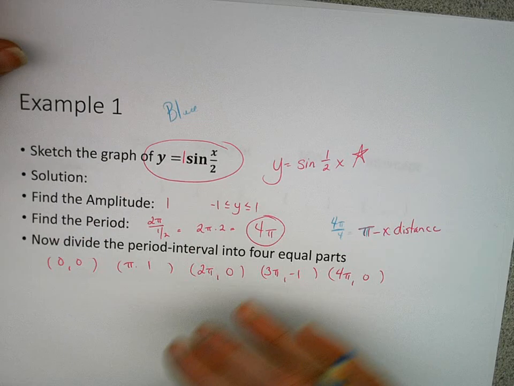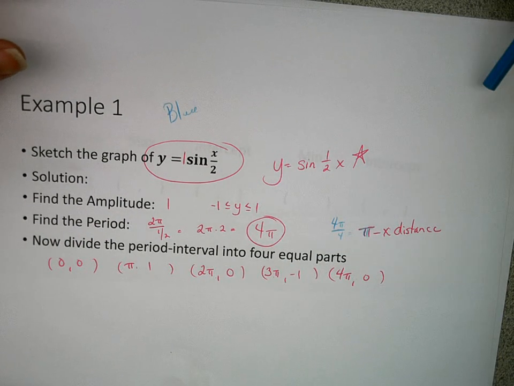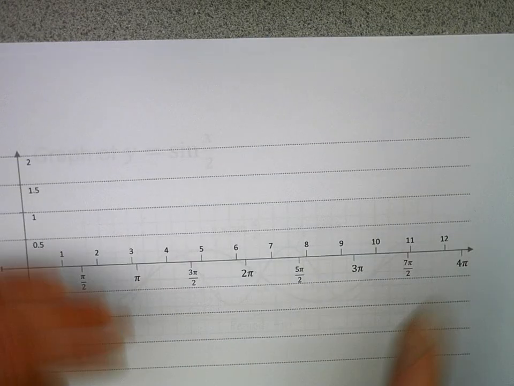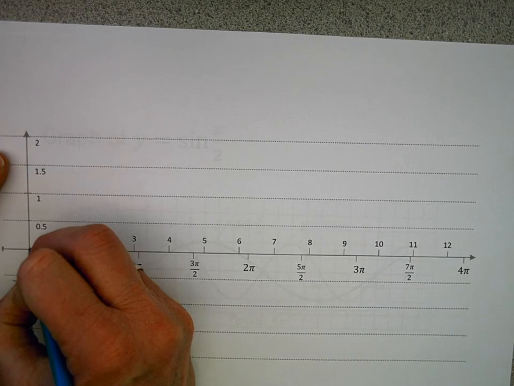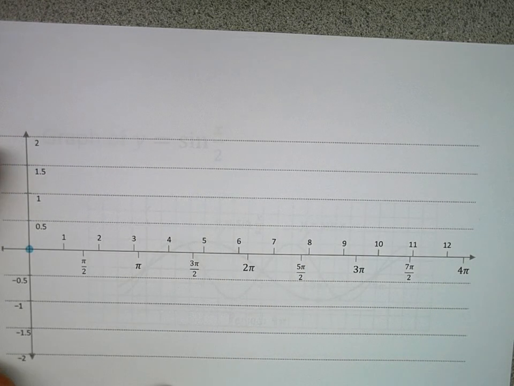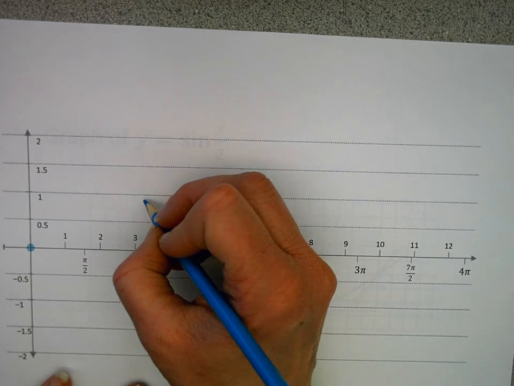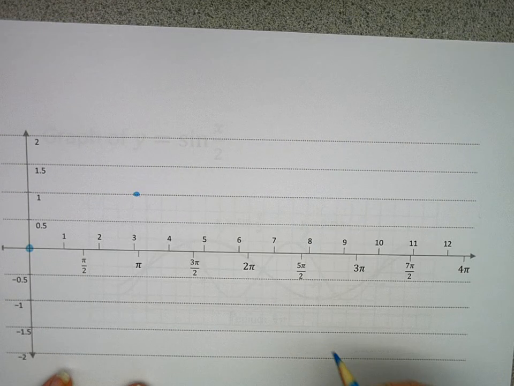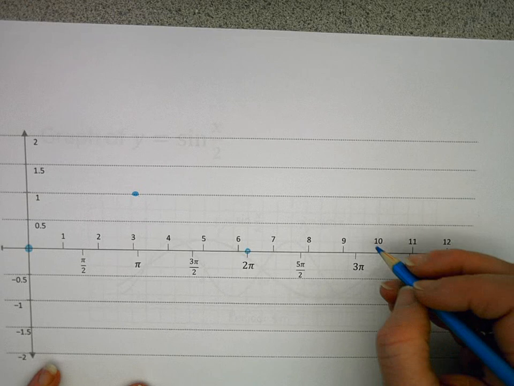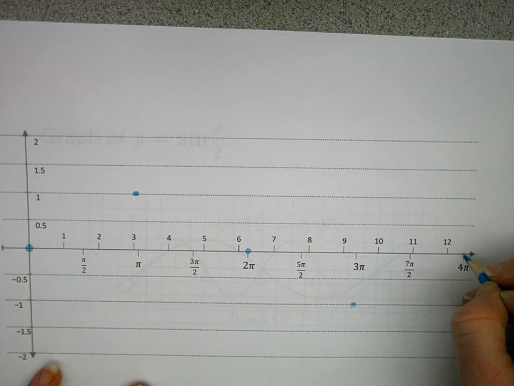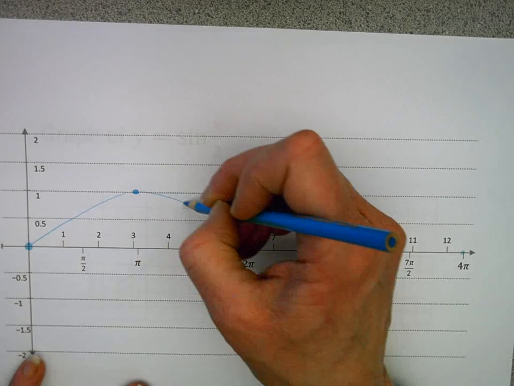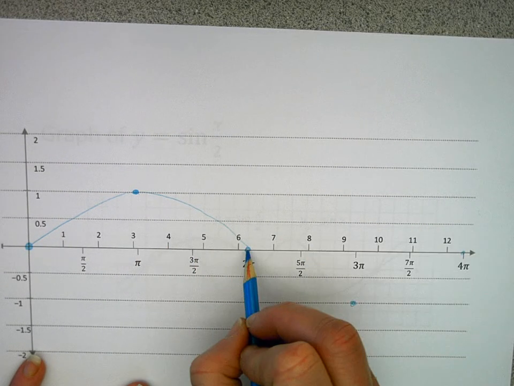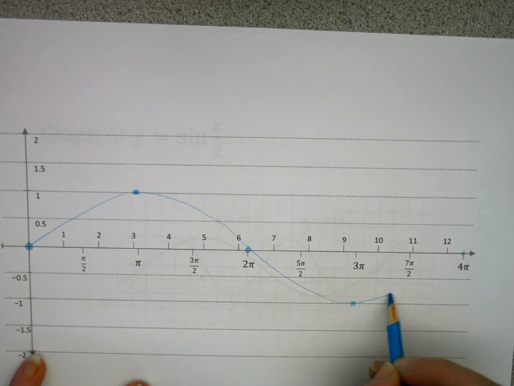Where did the graph go? Now I have to find where the graph is. Here's my graph. We had the point (0, 0). At pi, it was 1. 2 pi was 0. 3 pi was -1. And 4 pi was back to 0. So again, by the time I get to 2 pi, because my b was 1/2, I've only seen half of the whole graph.